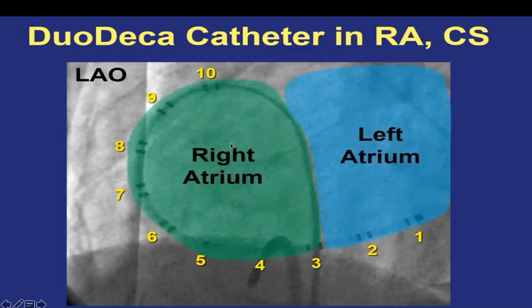So this is the right atrium, this is the left atrium, and this is the coronary sinus. We are going from the IVC, from the vena cava, and putting this catheter in the right atrium. This is the lateral wall of the right atrium. And we are going back to the coronary sinus, recording the left atrium as well. So, yalla.